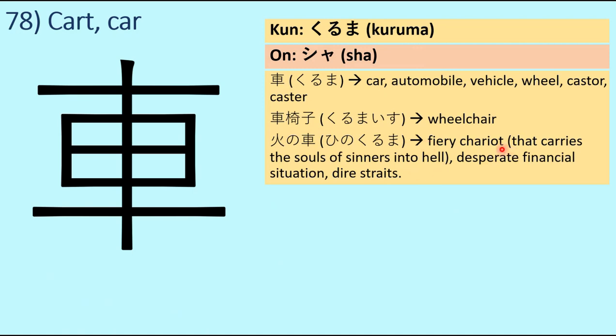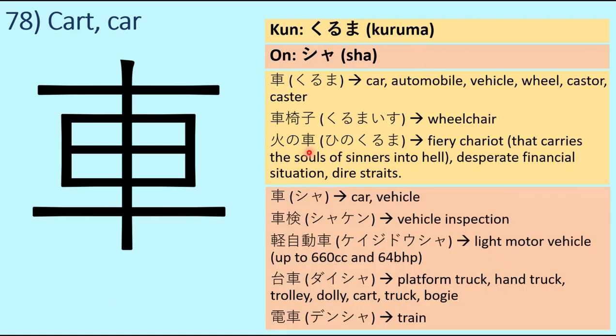So this is something related to the old ancient belief. So from there it has come here, fiery chariot, a chariot that carries the souls of sinners to hell. Desperate financial situation, dire straits. So this is used in a negative sense. Hi no kuruma, that is something very, very dire straits. Next are the On'yomi usages. We have sha as car or vehicle. Then we have shaken. Shaken means vehicle inspection.